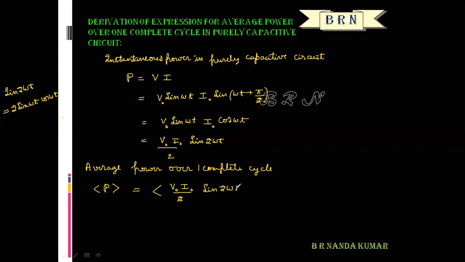So the constant term is taken outside. V naught I naught by 2 is constant, so it is taken outside. So what is the value of average of sine 2 omega t? That can be calculated by using the formula.